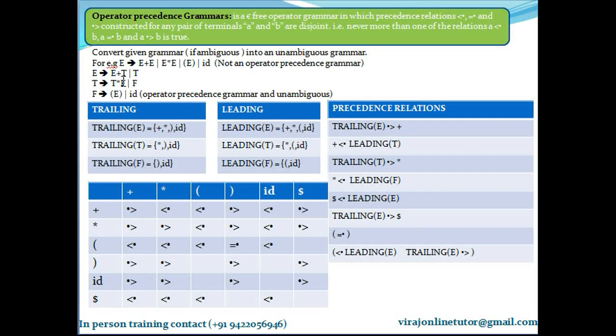Then match this gamma A delta. Gamma is a single non-terminal. Place asterisk in leading of T. Match it here, gamma A delta. Gamma is a single non-terminal. Place plus in leading of E. So with this, that rule is applied to all the productions.